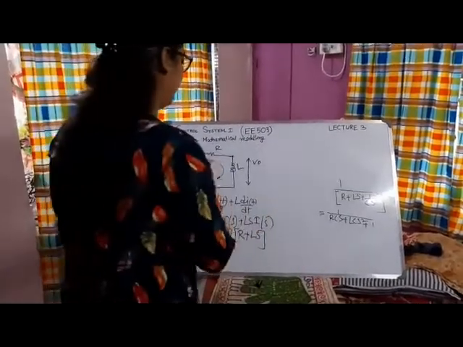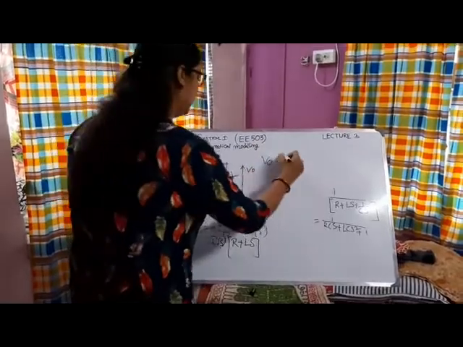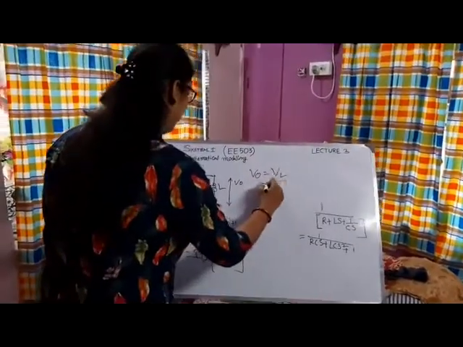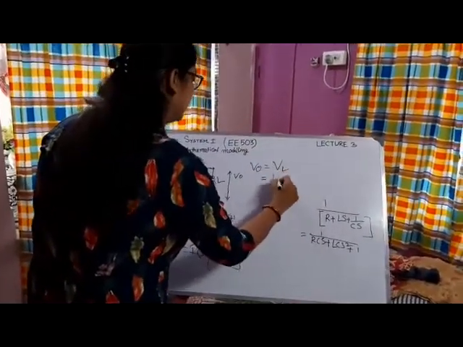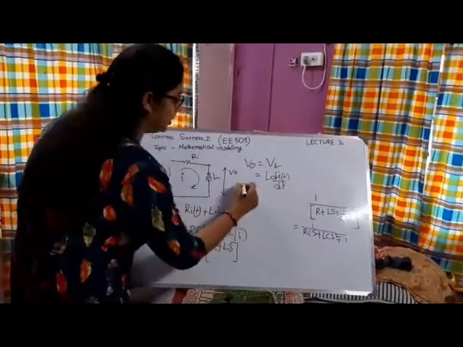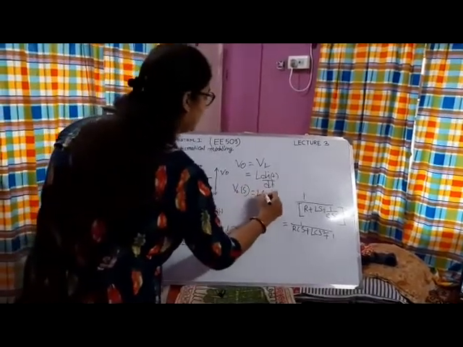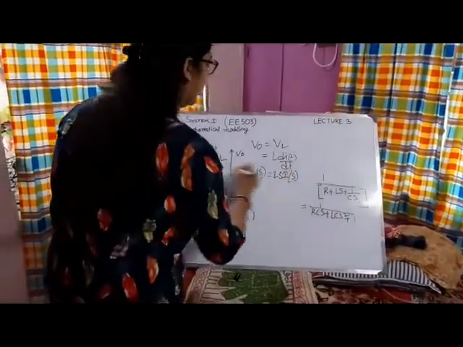For the output equation, we will consider v_0 is equal to the drop across the inductor, that is v_L, and v_L is equal to L di/dt. Assuming zero initial conditions, we convert this into the s domain and it becomes L s I(s).